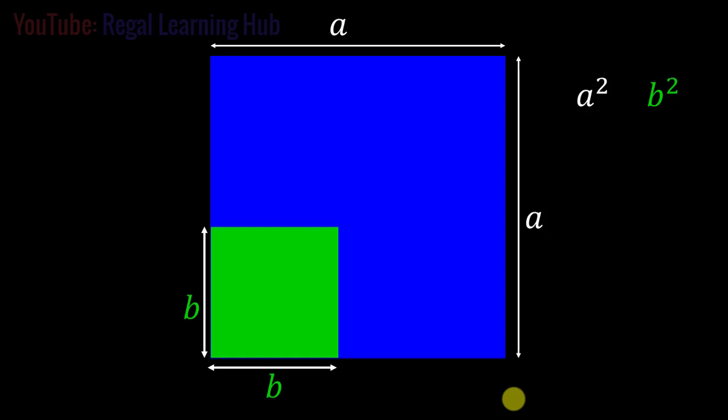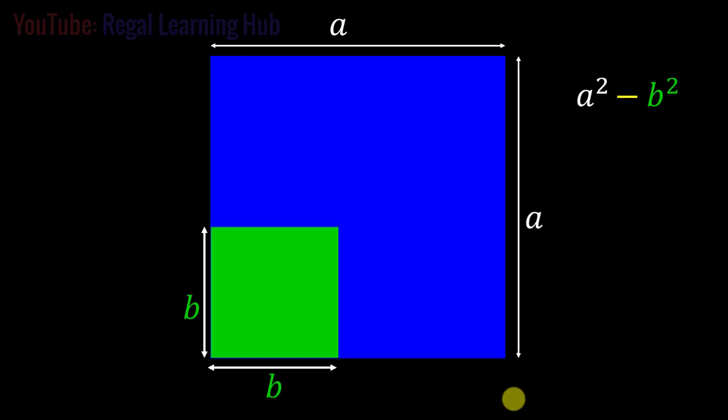Now the remaining blue region is simply a difference of the two squares, the bigger blue square and the smaller green square. So thus, the area of the remaining blue section is simply going to be A squared minus B squared, as you can see on the screen.